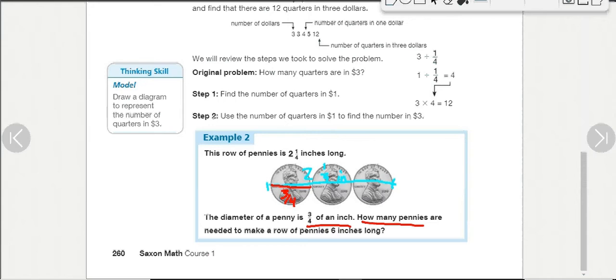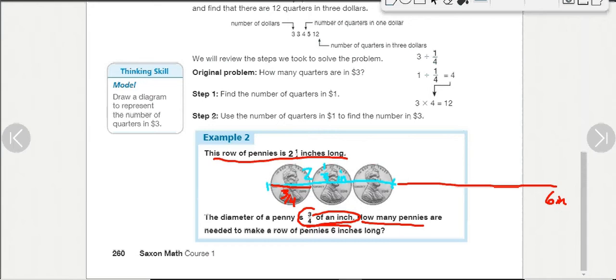So we want to get further, so I get to 6 inches. Well, we know it takes 3 to get to 2 1/4. How many will get me to 6? I don't see a lot of use in this part. I'd rather look at this and just keep it simple. If a penny is 3/4 of an inch, how many get in 6?